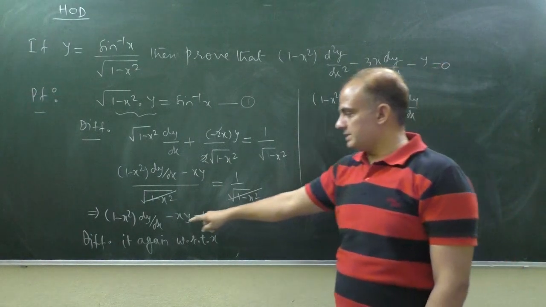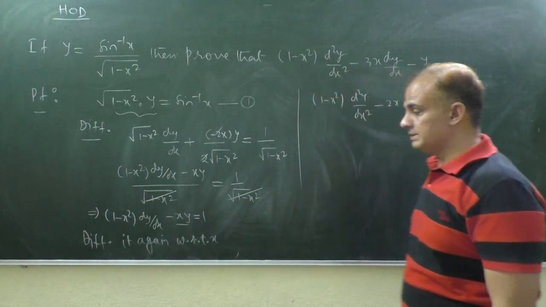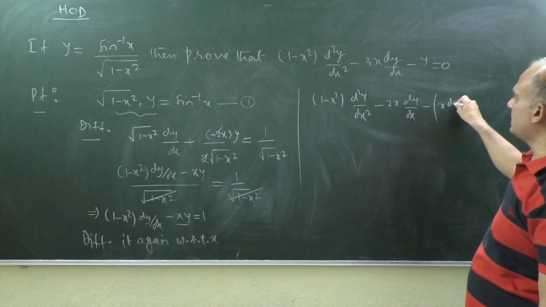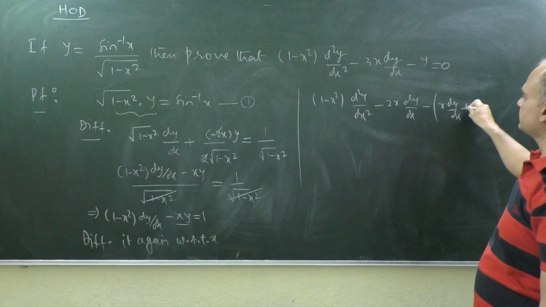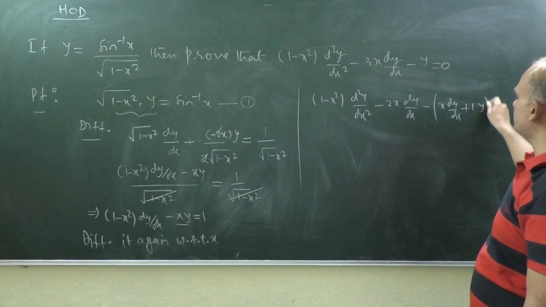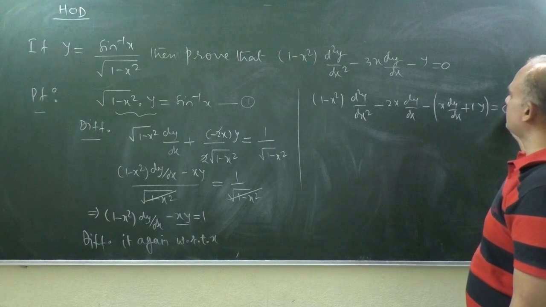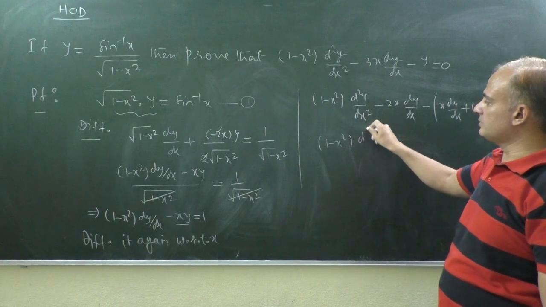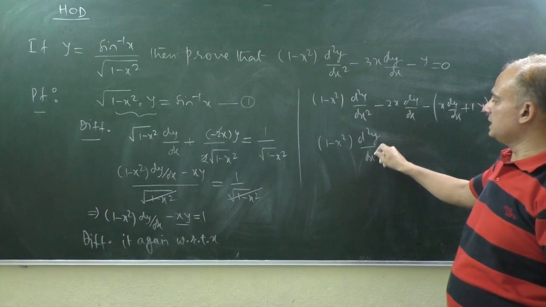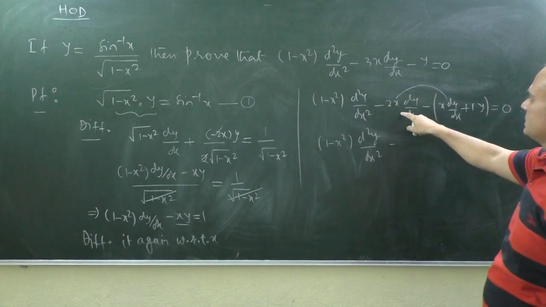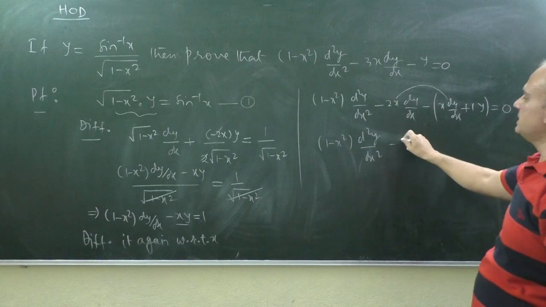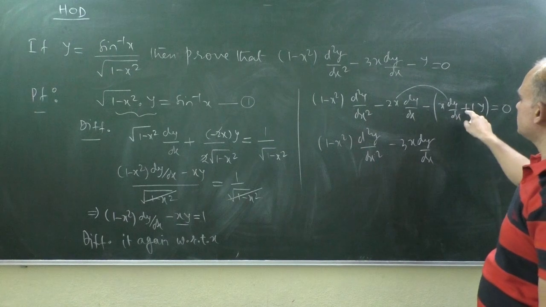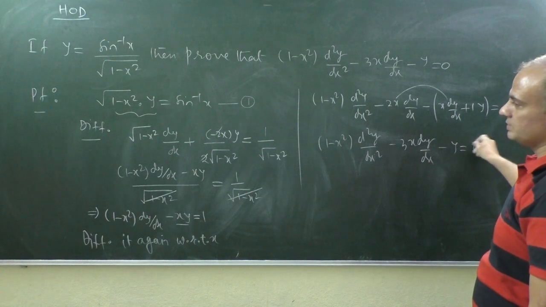Now to differentiate this, we shall apply product rule again. So minus x constant differentiation of y dy by dx plus differentiation of x 1 y constant is equal to differentiation of 1, 0. See, this is 1 minus x square d2y by dx square, and these two terms minus 2x dy by dx and minus x dy by dx will be minus 3x dy by dx, minus y is equal to 0.